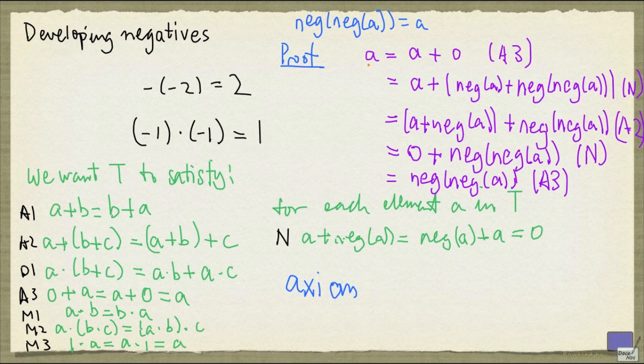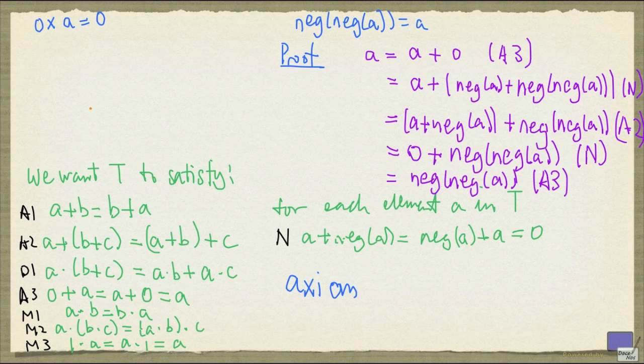So this is exactly what we wanted to prove, right? We wanted to prove that A is the same as the negation of the negation of A. So using these axioms, I have derived this fact that the negation of the negation of A is A. So anytime you see two nested negations, you can get rid of them. The next thing we're going to prove is that 0 times any element is also 0.